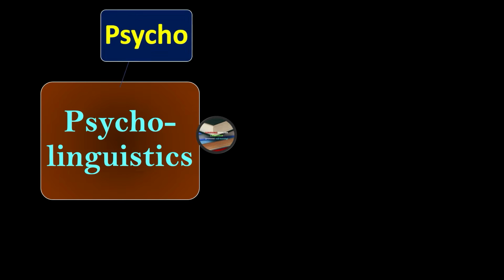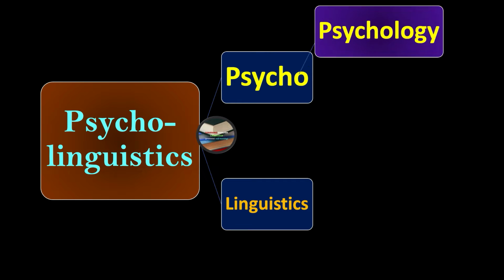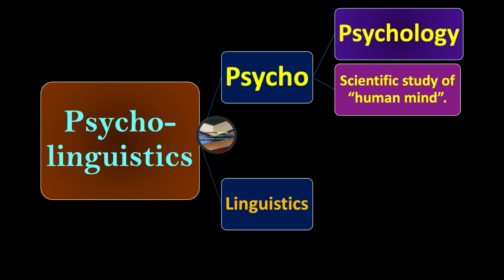Psycholinguistics. The word psycholinguistics is divided into two major parts, two major segments, psycho and linguistics. Psycho is related to psychology. It refers to psychology. And what is psychology? It is the scientific study of the human mind. How you think, what goes on in your mind, your perception about the world.